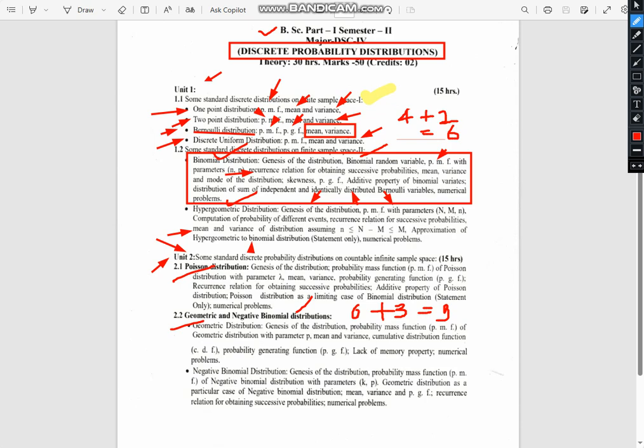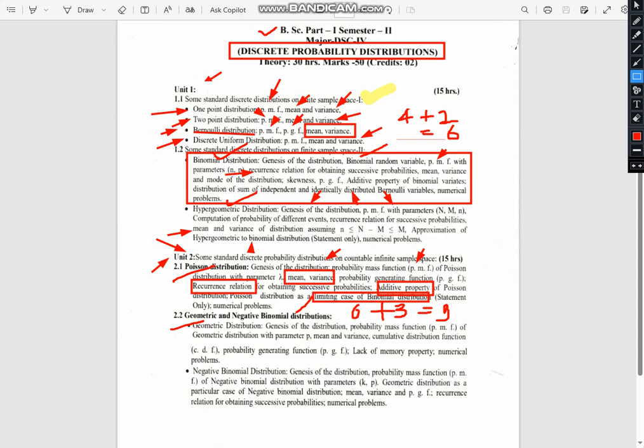What is included in the Poisson distribution? We need to understand the genesis of the distribution, probability mass function, mean and variance of the distribution, probability generating function, and recurrence relation. That is also important whenever we are fitting these distributions. Then the additive property of the distribution, and the distribution as a limiting case of the binomial distribution. And there are a few examples related with the Poisson distribution.